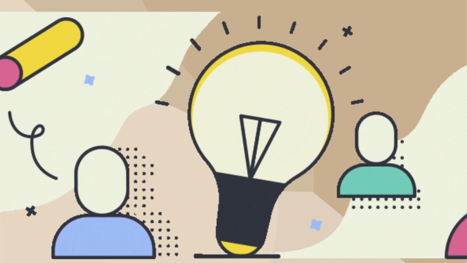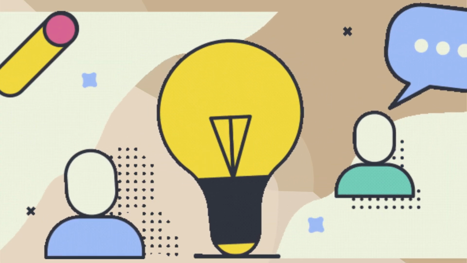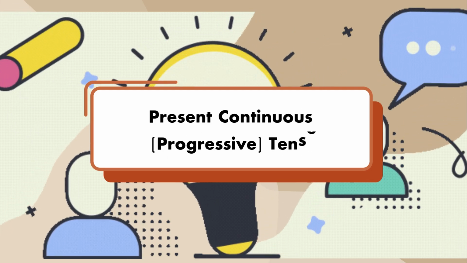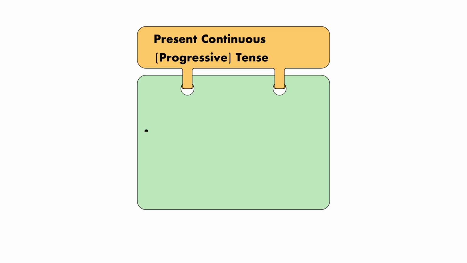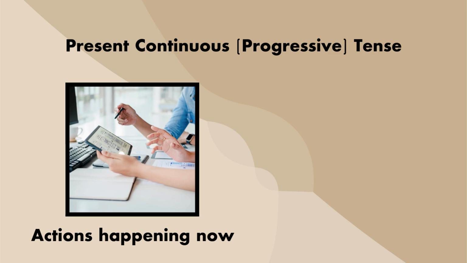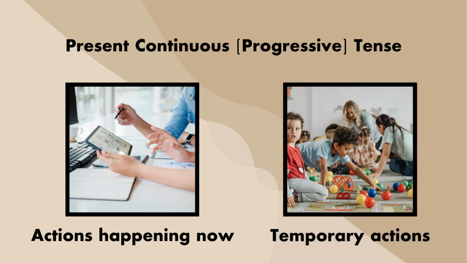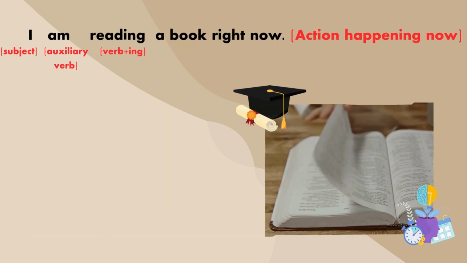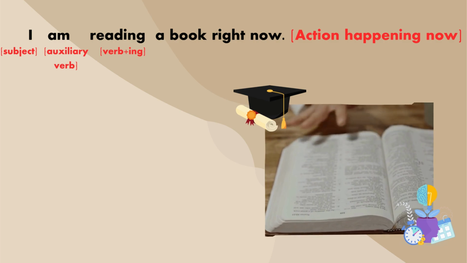Next, we will discuss another form of present tense. And that is present continuous, progressive, tense. Subject plus am, is, are plus verb, ing. Present continuous, progressive, tense is used for actions that are happening now and for temporary actions. I am reading a book right now. This work is happening now.